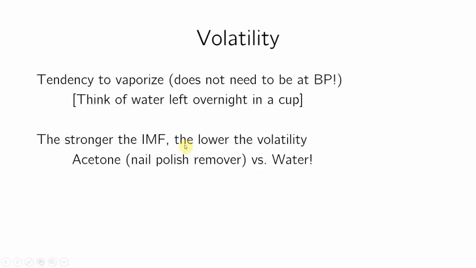Okay? Volatility, very briefly, is how much things want to vaporize. Do they want to vaporize? Okay? It doesn't have anything to do with boiling point. So, let's say I have a cup of water, and I have a cup of acetone or nail polish remover, or alcohol or something like that, and I put them side by side. The alcohol will evaporate quicker than the water. So we say that alcohol has higher volatility than water. Okay, so this is the opposite here.